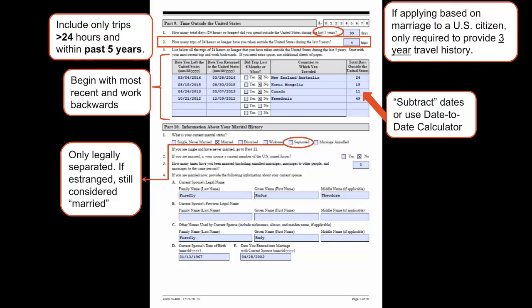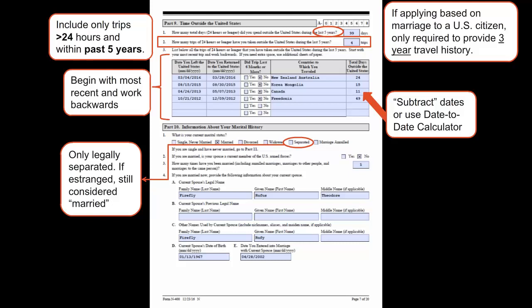Part 10 discusses information about the applicant's marital history. It is important to note that the separated under the marital status means legally separated. A common situation you may run into are applicants who have estranged spouses, who are not legally separated or divorced, but they are not in contact or living with their spouses. Those applicants who fall under that situation are still considered married for purposes of the N-400.